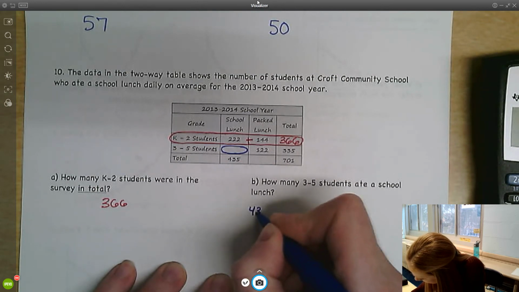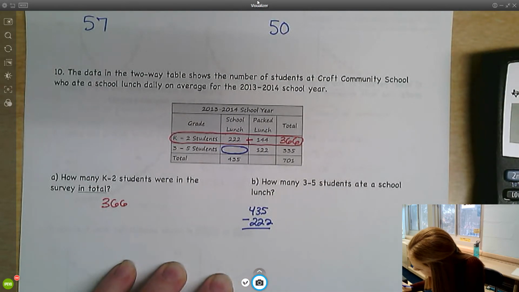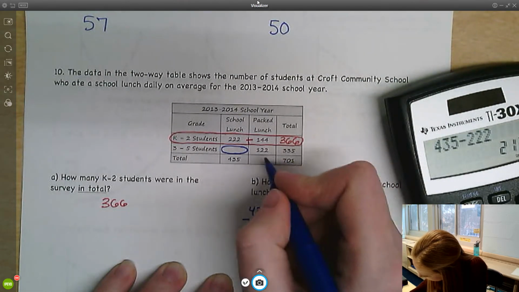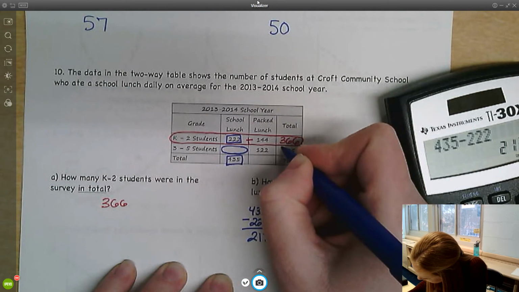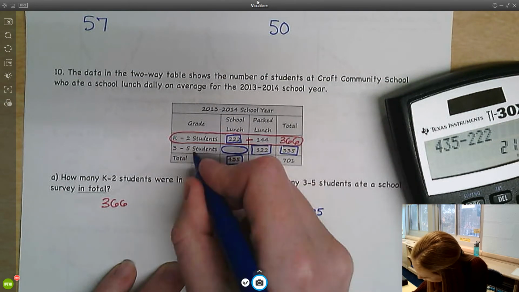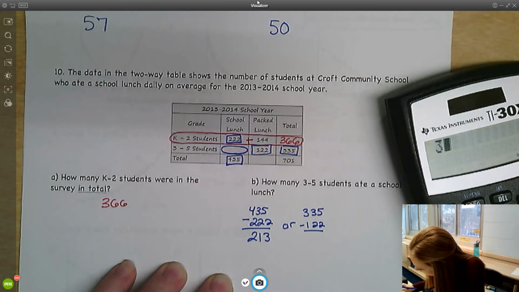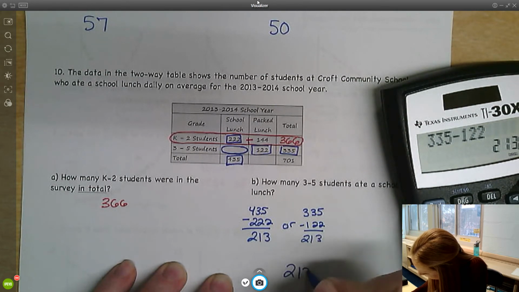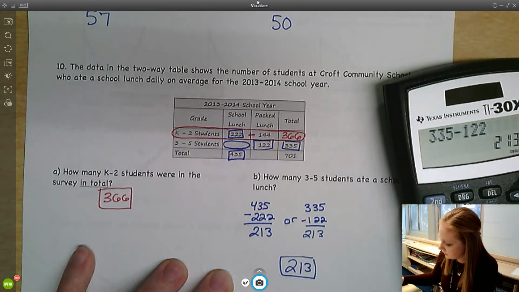We can take our 435 minus 222, where we'll get 213. Or, so I was using these. Or we can use these. And take our 335 total number of 3 to 5 students minus the 122 that have a packed lunch. And we should get the same thing, 213. So either way, it is 213. Okay, let me just box my final answers in.